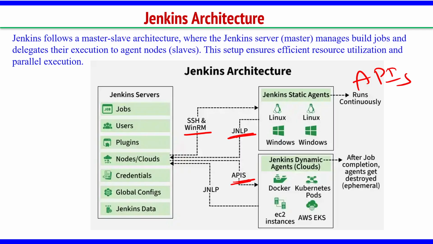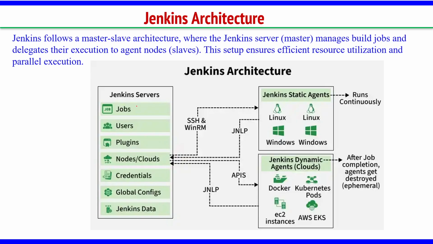Okay, so we have different communication methods. These are used by the servers and the agents to communicate between each other. From the Jenkins server, the task will be assigned to an agent. The agent will execute and give the result. So this is about the Jenkins architecture.